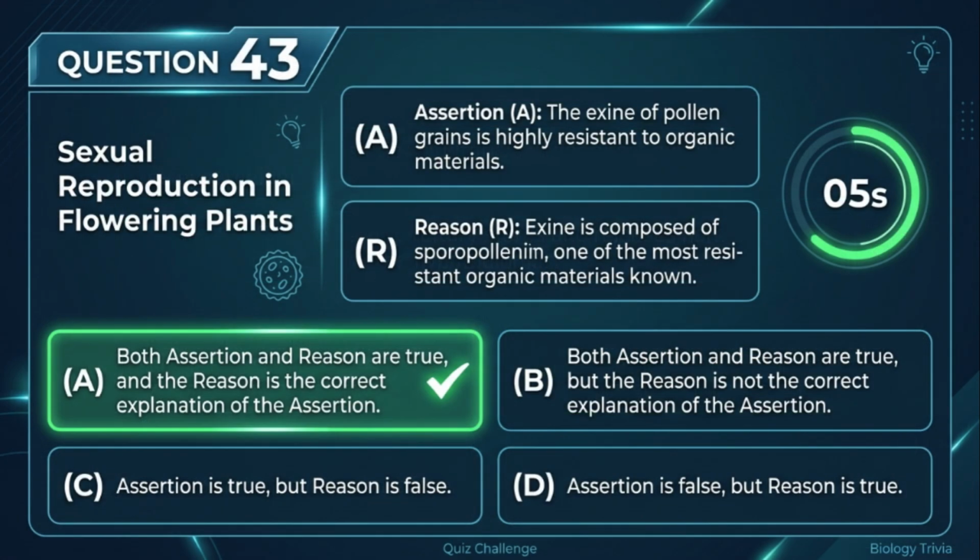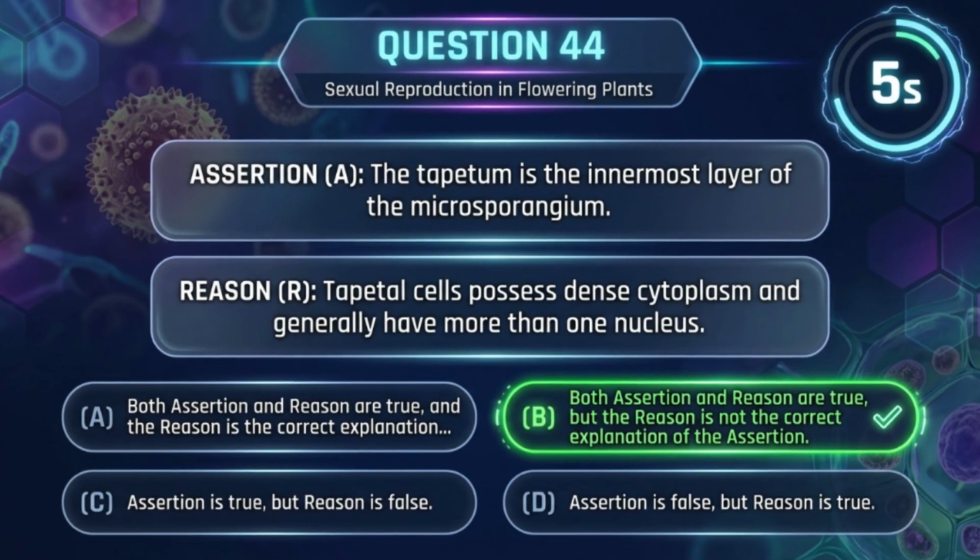Question 43. Sexual reproduction in flowering plants. Assertion A: The exine of pollen grains is highly resistant to organic materials. Reason R: Exine is composed of sporopollenin, one of the most resistant organic materials known. Option is A.